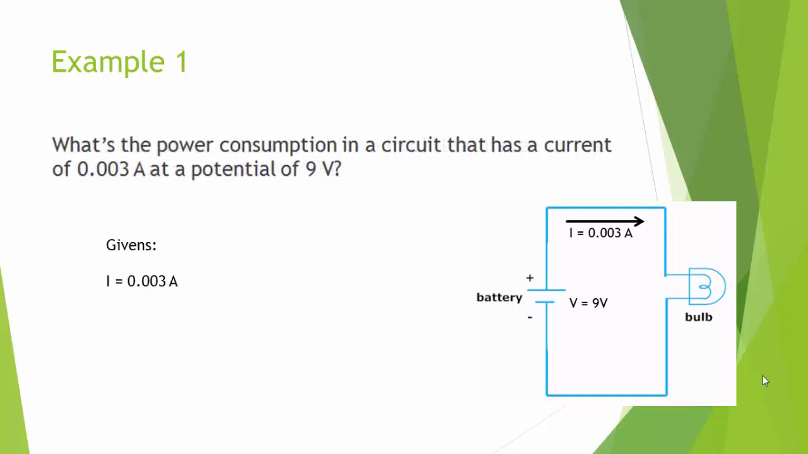And our first step then is to identify the givens. We've got to know that current is I. So I equals 0.003 amps. We've got to know that the symbol for potential is V. And once we do that, V equals 9 volts. We've now completed the G in our GUESS process.